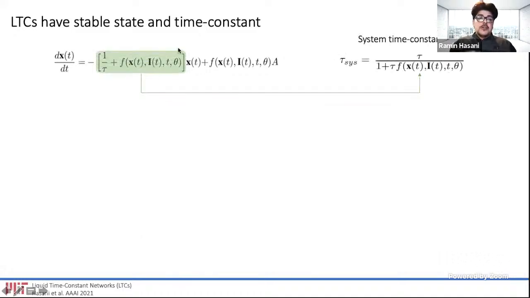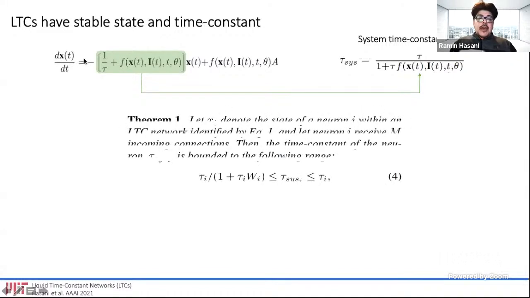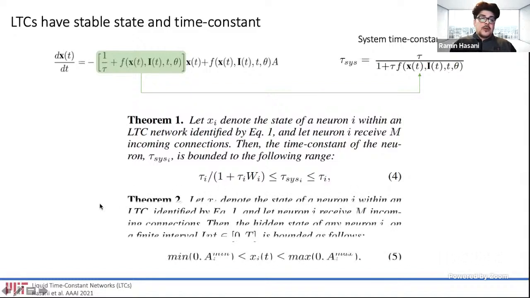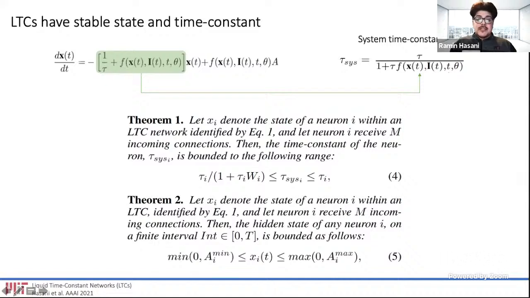For example, if I call this coefficient the time constant of the system, and also define the whole state of the neural network as X of t, we showed that even if the inputs to this system go to infinity, the time constant of the system, for every node inside the neural network, is stable and bounded between a lower bound and an upper bound. We also showed that the state itself for every neuron or every node inside these liquid time constant networks, or LTCs, is also bounded. So that's another nice property of these networks.